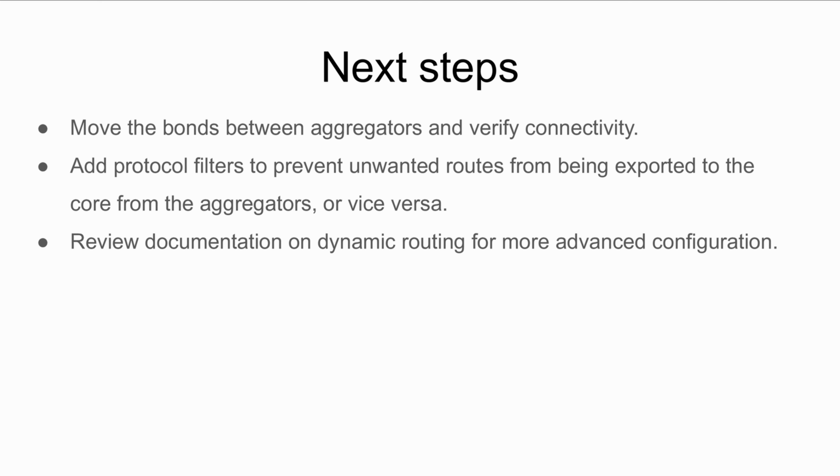For next steps, move the bonds between aggregators and verify connectivity. Add protocol filters to prevent unwanted routes from being exported to the core from the aggregators, or vice versa, and review documentation on dynamic routing for more advanced configuration.